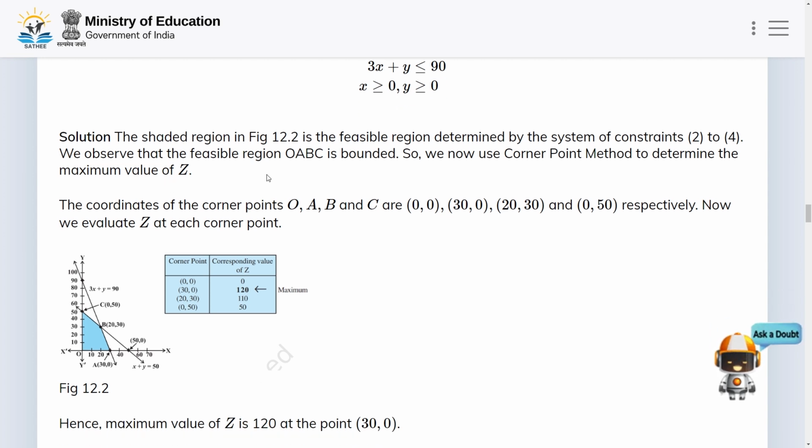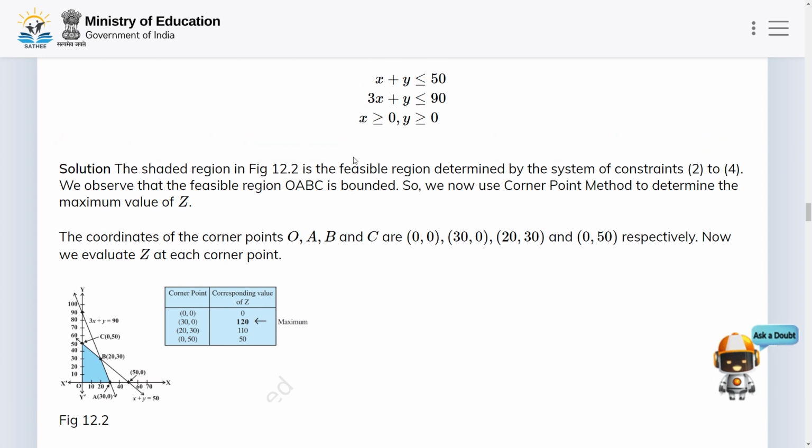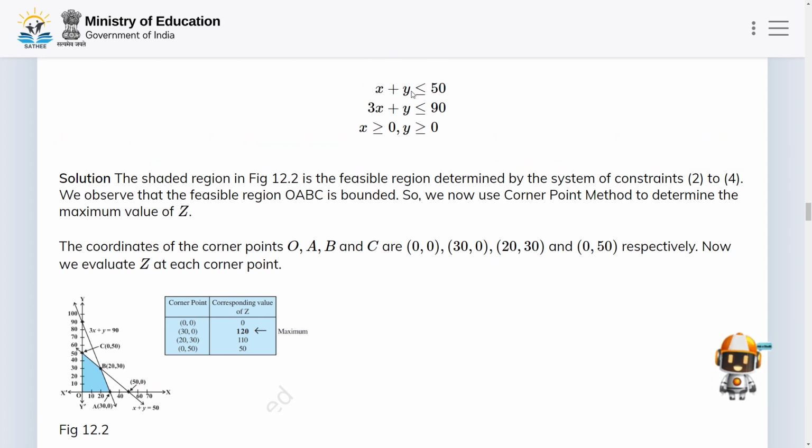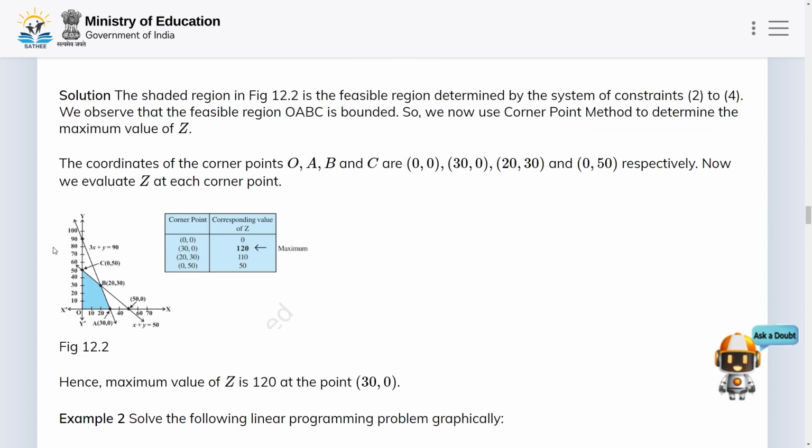Now you will have your feasible region as OABC, and you can easily see that this is enclosed, bounded. The corner points will be the intersections of the lines given by x plus y equals 50, 3x plus y equals 90, x equals 0 and y equals 0. So you will have O (0, 0), A (30, 0), B (20, 30), C (0, 50). So 4 corner points.